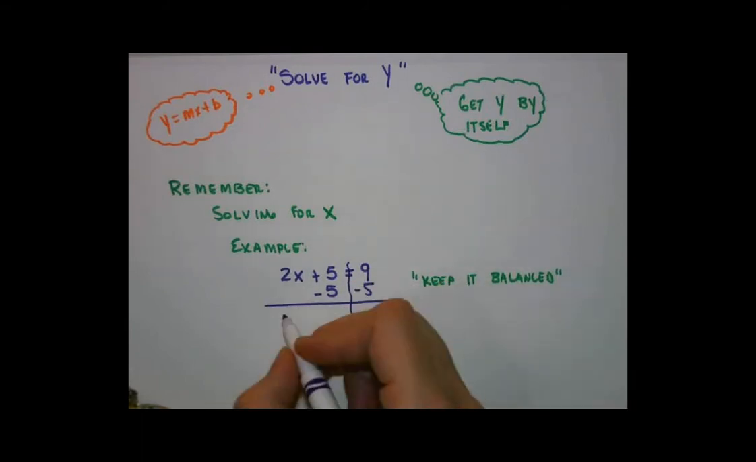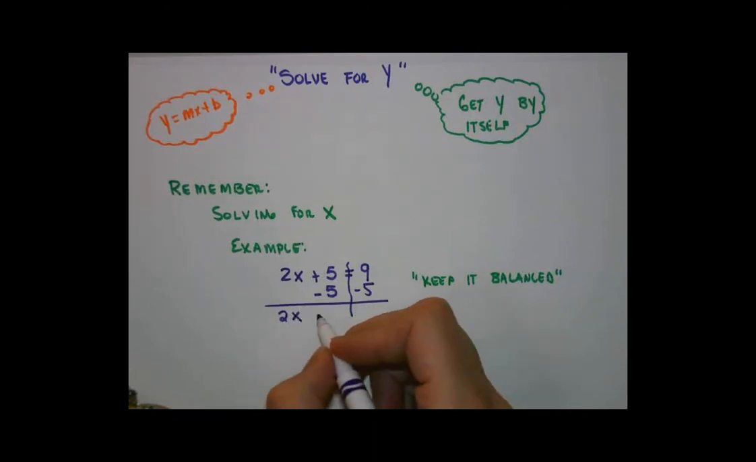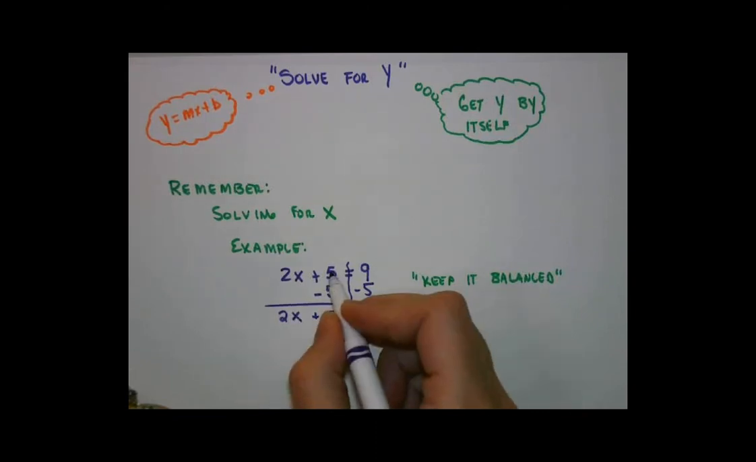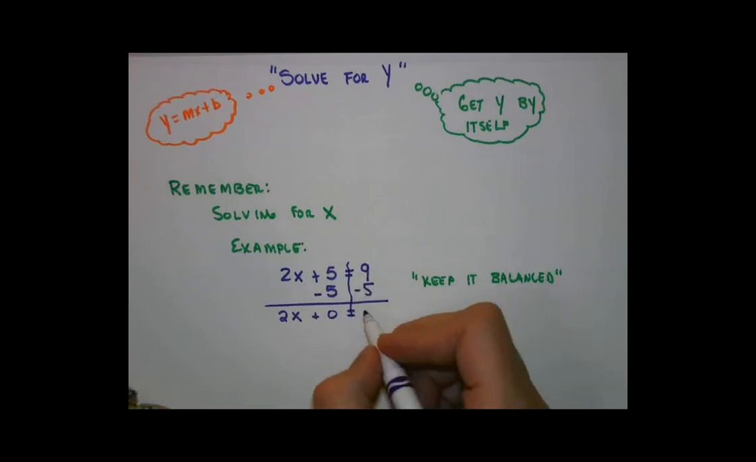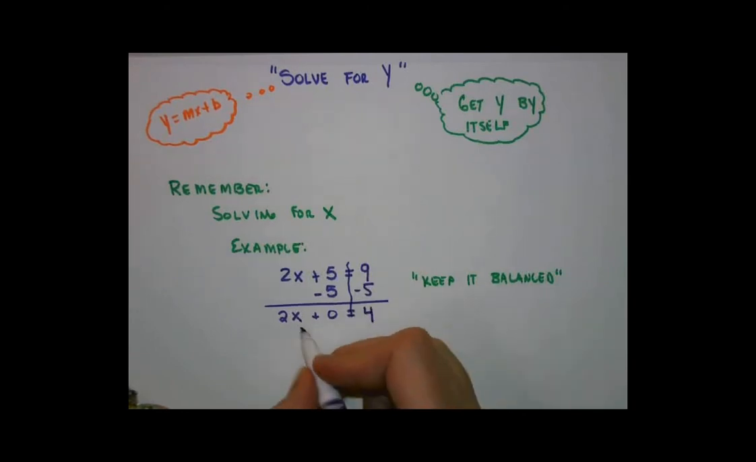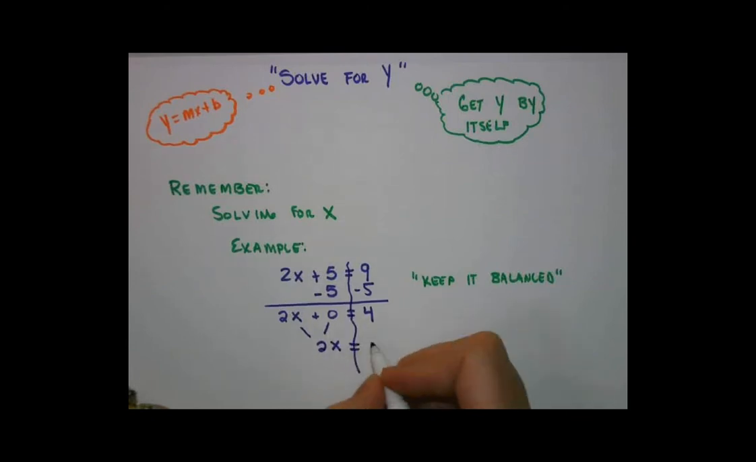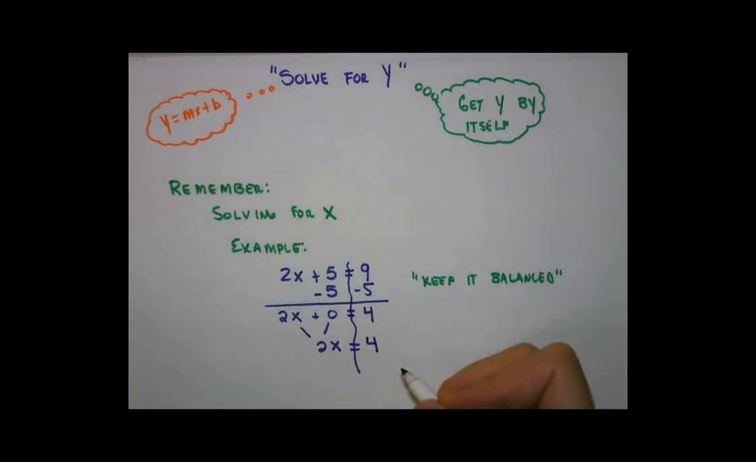When we did that, what we had on the left was 2x plus 0, because positive 5 and negative 5 add up to 0, equals 9 minus 5, which is 4. 2x plus 0 is just 2x. So what we have now is 2x equals 4.